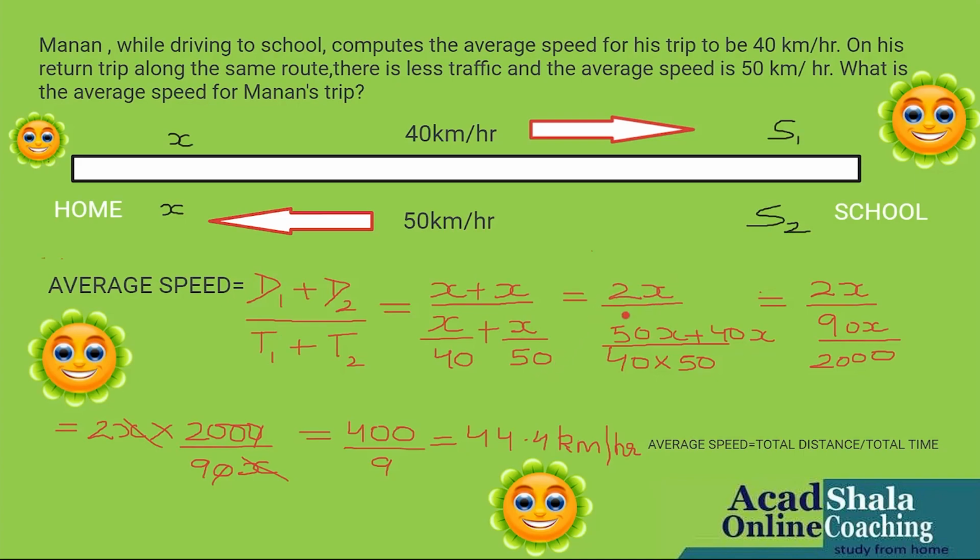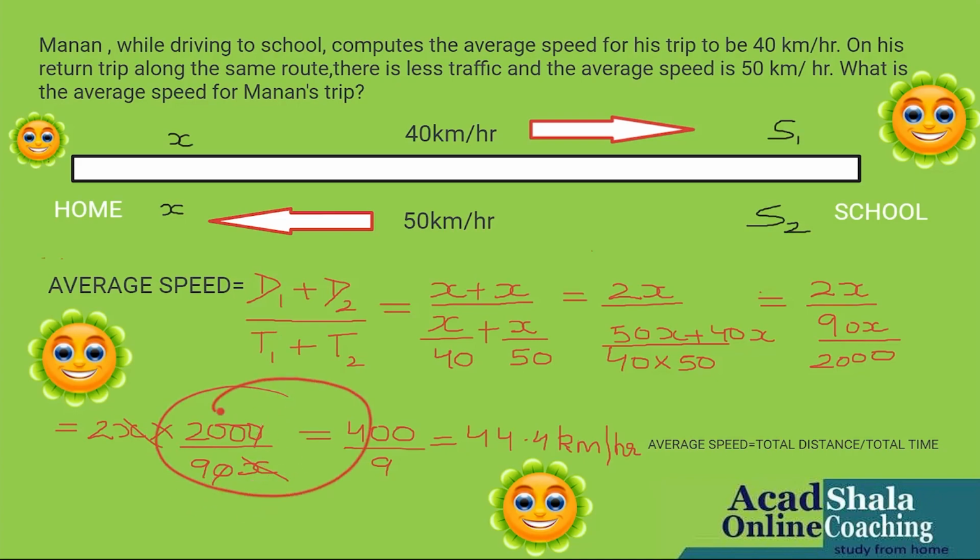So 2x upon, now simplify again, children. You can take out the LCM, or the way I have done it, you can take any method. So I've taken this method, that is 40 into 50, and then 50x plus 40x. Solve further. 2x upon 90x upon 2000. Keep on multiplying, solving it, and then this will go up. So 2x into 2000 upon 90x, x cancelled, 0 cancelled.